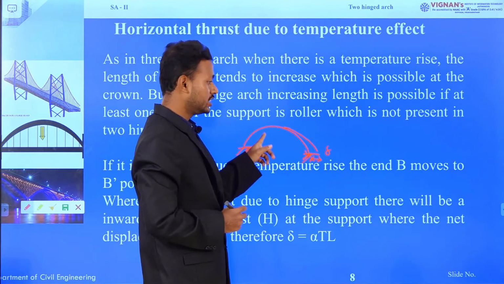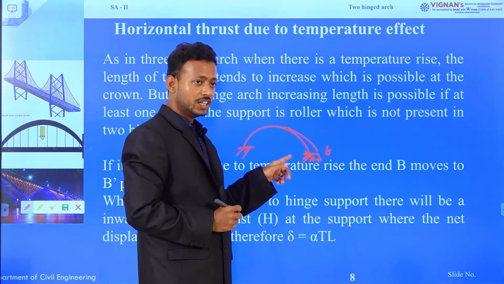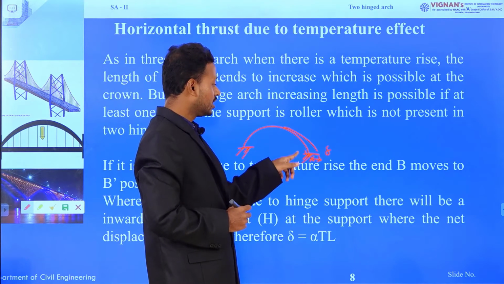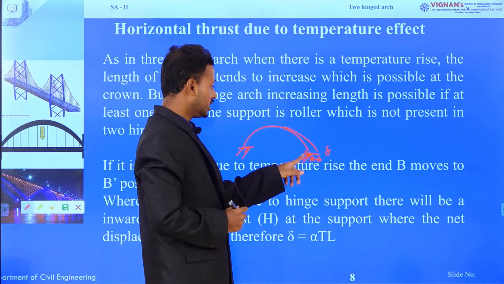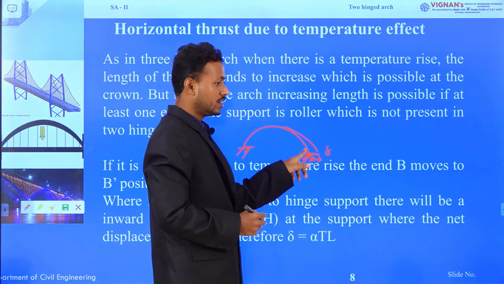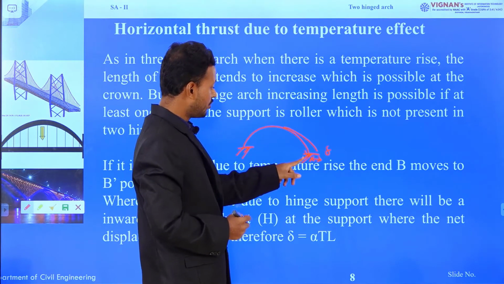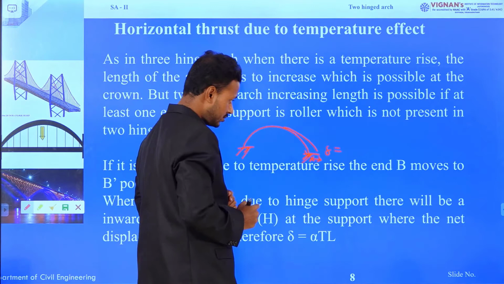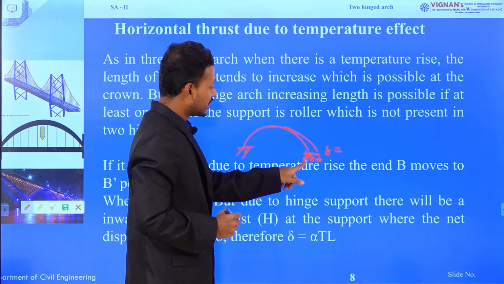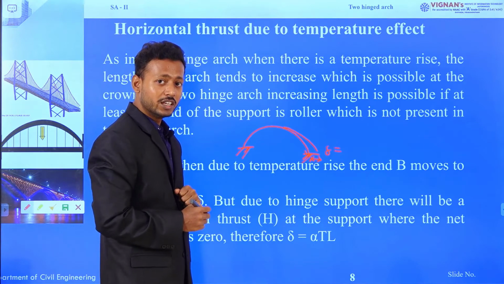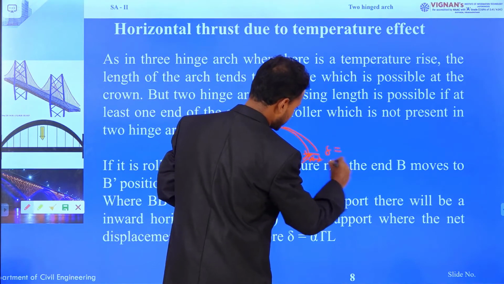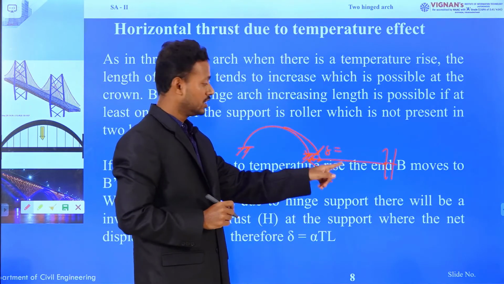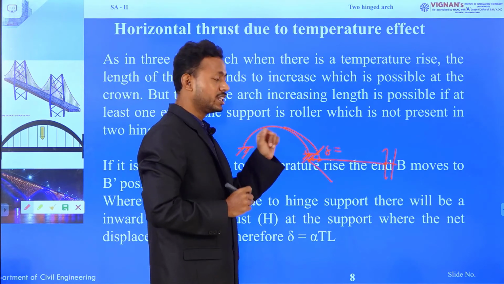As the temperature is increasing, the length of the arch will increase. As it is a two hinge arch, it has to increase the length at either support A or support B. I am assuming support B will move in the outward direction. After moving outward, the net displacement will be delta. Now, this delta is not possible. Why? Because a horizontal thrust is acting. Due to this horizontal thrust, the delta deflection will not be there.